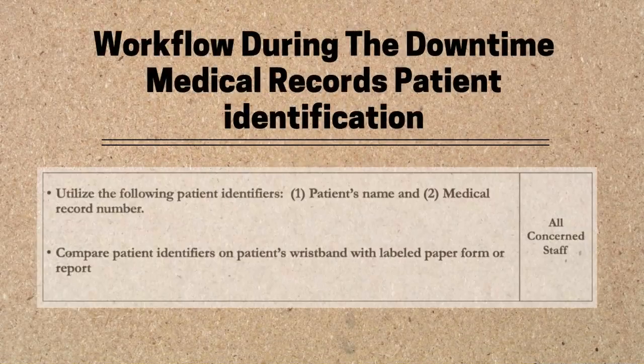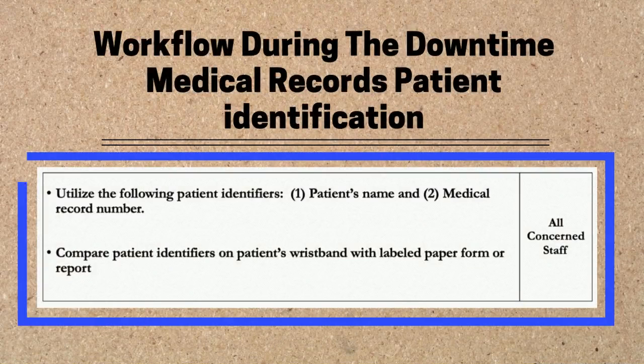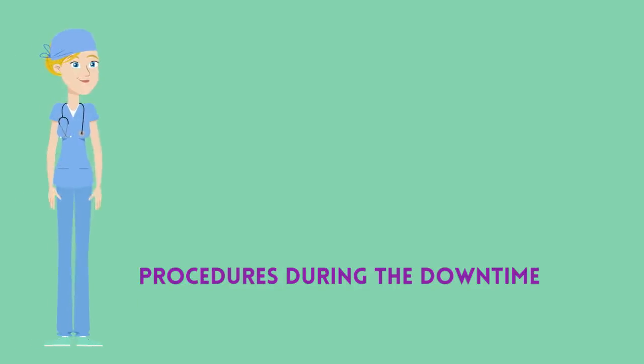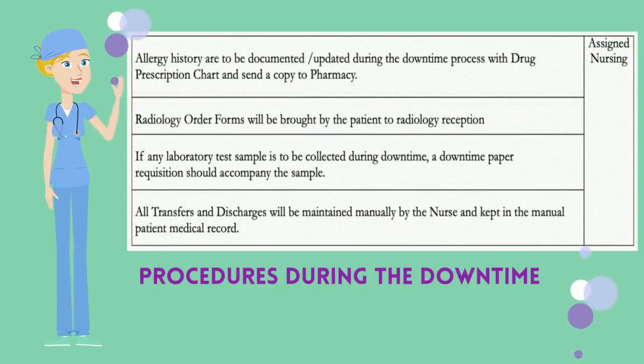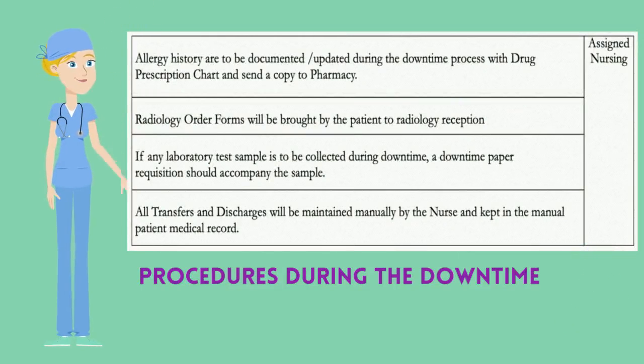The procedure during downtime for patient identification. Use the following patient identifiers: patient's name and medical record number. Compare patient identifiers on patient's wristband with labeled paper form or report. Allergy history is to be documented. Radiology and laboratory orders will be brought by the patient to the department reception. All transfers and discharges will be maintained manually.